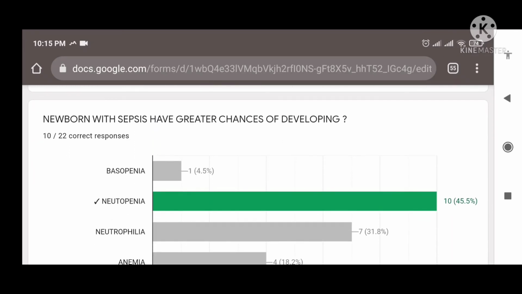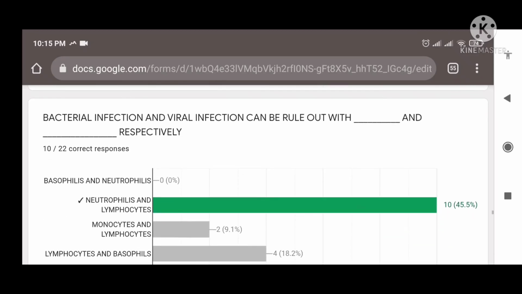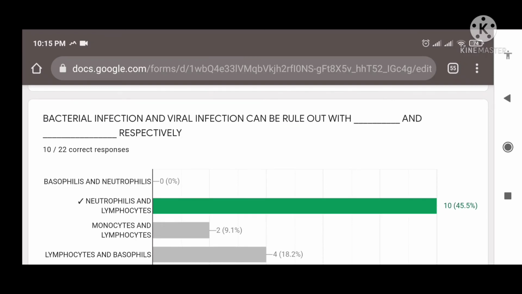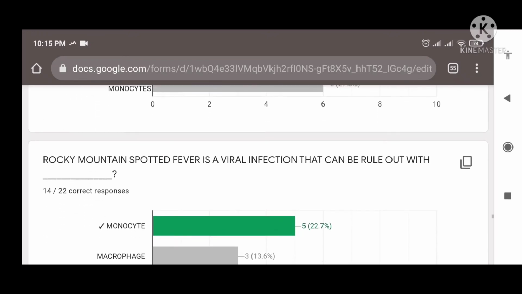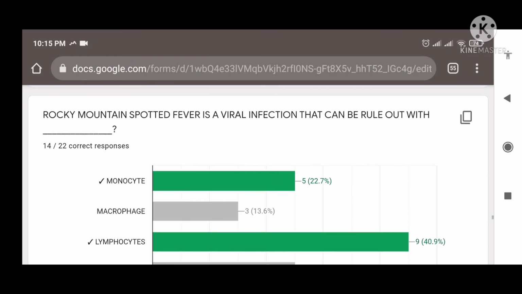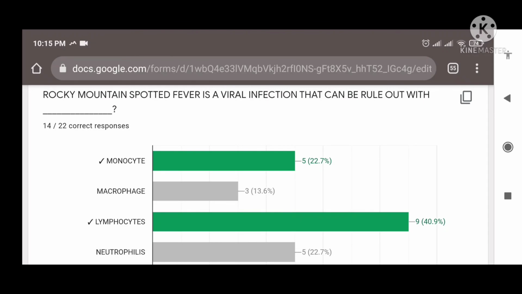A newborn with sepsis has greater chances of developing neutropenia. Bacterial infection and viral infection can be ruled out with dash and dash respectively. Bacterial infection can be ruled out with neutrophils, and viral infections can be ruled out with lymphocytes. So the right answer is neutrophils and lymphocytes. Rocky Mountain spotted fever is a viral infection, so which type of cell would protect our body from this viral infection? Obviously these are the monocytes and the lymphocytes.